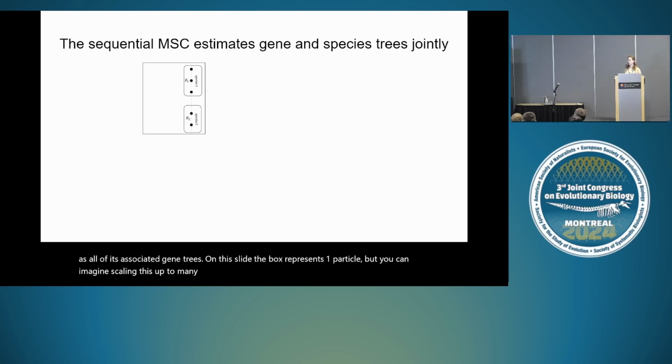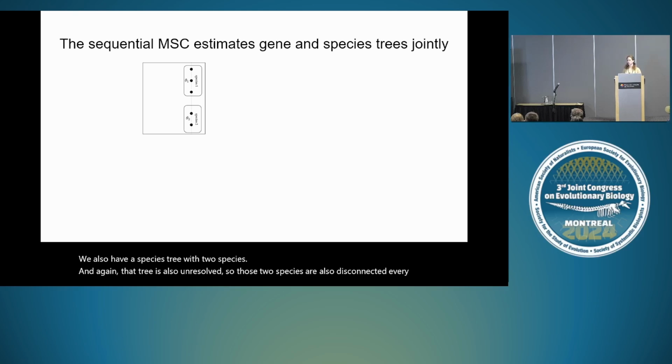In this example, we have one gene tree, which is represented by those 5 dots. Those are the 5 taxa at the tips of our tree. You can see that at this first stage, that tree is completely unresolved. Those taxa are totally disconnected. We also have a species tree with 2 species, and again, that tree is also unresolved, so those 2 species are also disconnected. Every species population is associated with a theta, since that's a parameter we're interested in estimating.